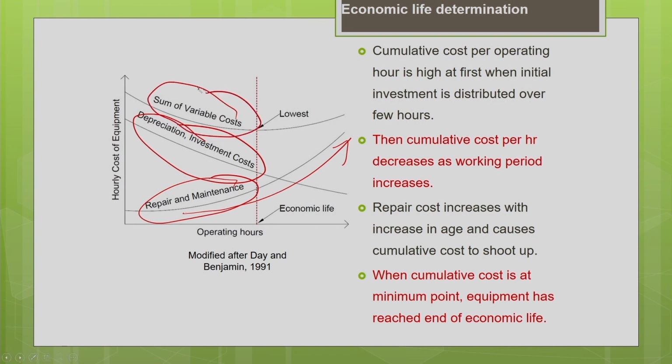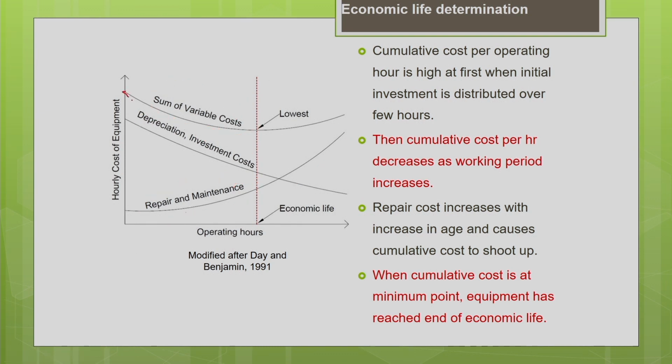So, if you see the total cost curve, initially it is high, then it reduces, reaches a minimum point, then it again starts increasing. Okay, so this is your economic point, the minimum point. This is the economic life of the machine. You are supposed to replace the machine at the end of this time. Okay, so that is what is explained here.